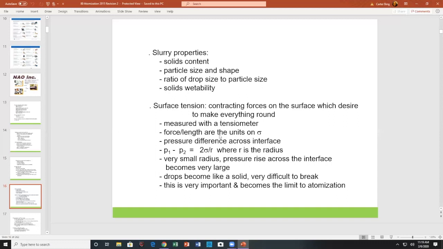It's basically force over length. Pressure difference across the interface: for small radii, the pressure inside is very large. When R goes to zero or approaches zero, there's a huge pressure rise across the interface. And drops, which were fluid, now are essentially solids. The pressure is so great, they basically are round, very difficult to break. It's very important. It becomes a limit to atomization.